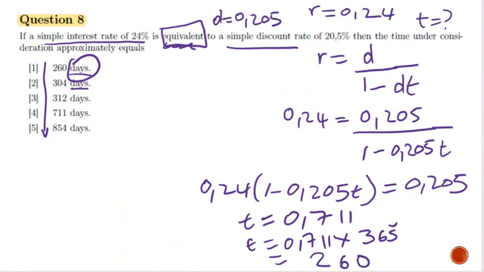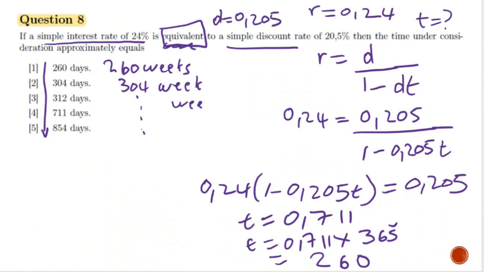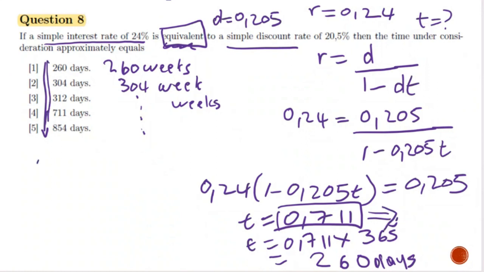Let us say your answers were given as 260 weeks, 304 weeks, and so on, everything given in weeks. Then you take the 0.711 and multiply it by 52 weeks, so you can get an equivalent number of weeks using that factor. Your T is given as a factor, so be careful on what you are given. You can be frustrated when you get 0.711 but don't see it in the options. Look at how your time is measured. It's measured in days, so within a year you've got 365, and you multiply by that unit. Those are the things that you need to pay attention to.